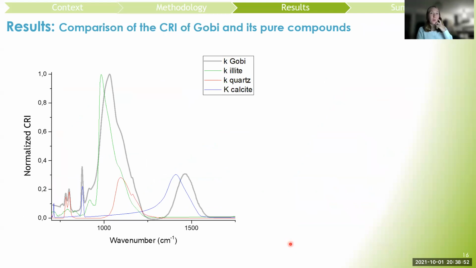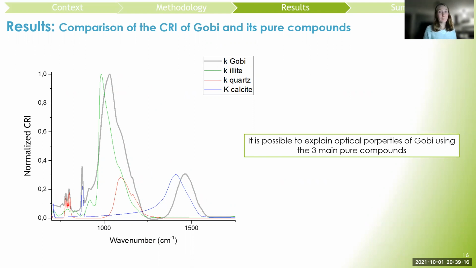Let's have a look at the complex refractive index. I chose to only look at the imaginary part. So here we have Gobi again, and it seems that we can also explain the kappa of Gobi with the different kappa of the pure compound. Also this feature of quartz, which is also here, and the double peak here. So it's possible to explain the optical properties of Gobi using the three main compounds we chose.